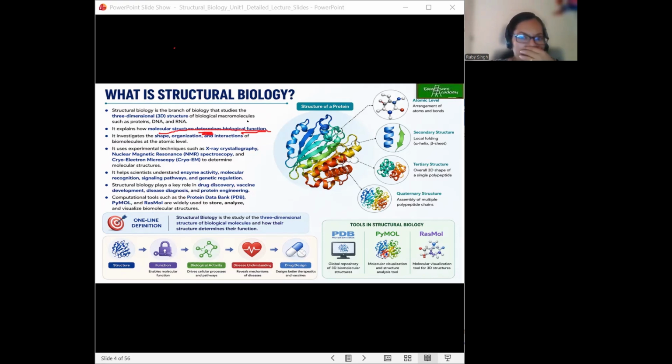Okay. Now, if you see over here, it investigates the shape, organization, and interactions of the molecules at the atomic level, right? So that's why it is important to know the shape of a biomolecule. Then the experimental techniques like XRD, NMR, and Cryo-EM will help us in order to understand the structure of a protein. Okay. Now, before we proceed, just look at the structure of a protein over here.